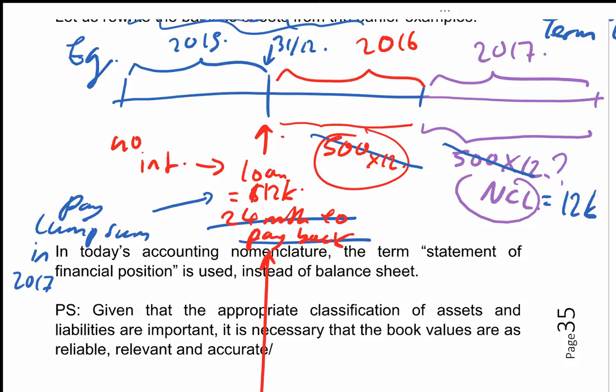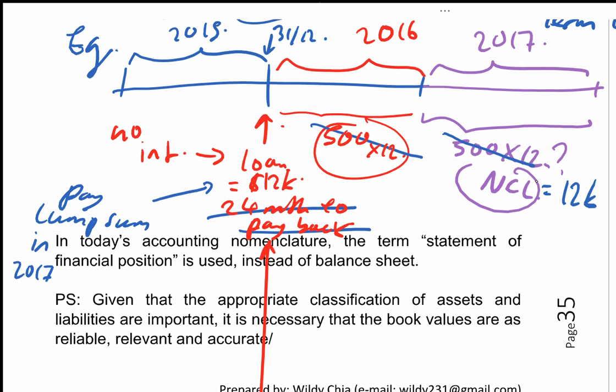Okay, but it's not very important. It's only 2 marks anyway. If you see it, 2 marks only. 100 minus 2 marks, you still pass anyway. You still get 98. Okay, this one not very important. So you know what's the point? The point is that a loan can be current and non-current at the same time.